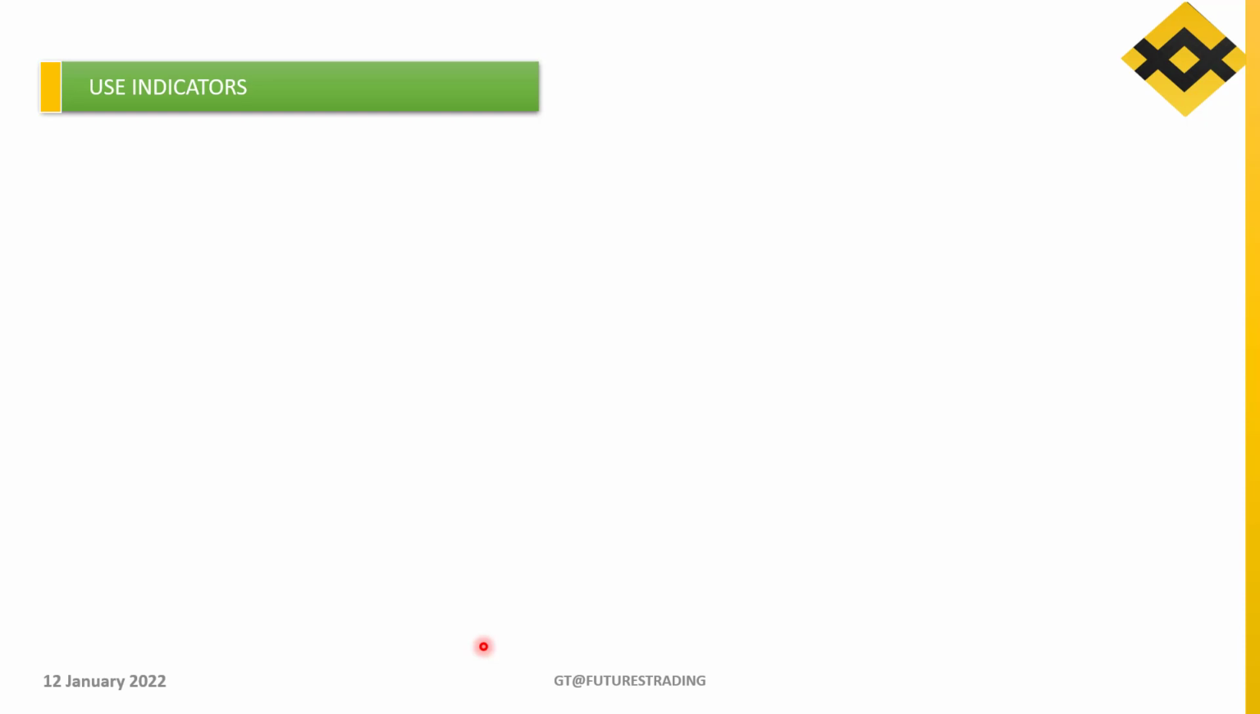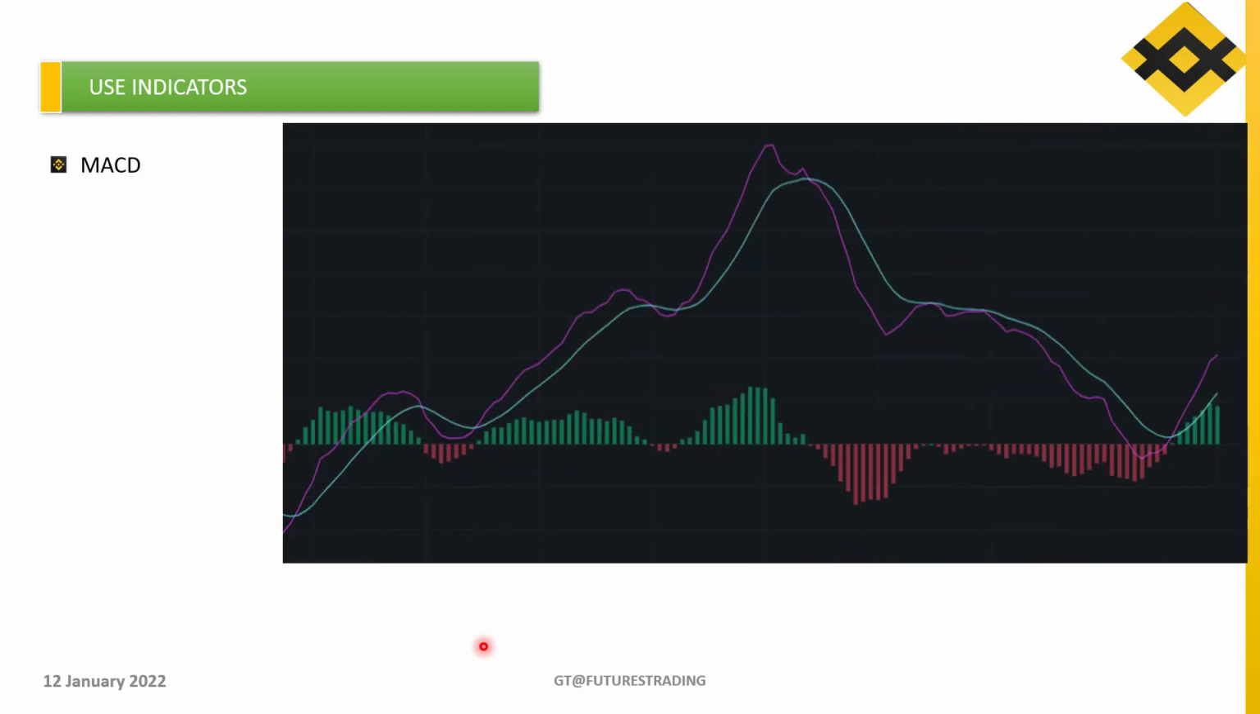Now, in using indicators, we have the moving average convergence divergence. When the price picks up, it is telling you this is probably a good time for you to sell. The same thing applies at the bottom. When it is below this chart, it is telling you this is probably a good time for you to buy.